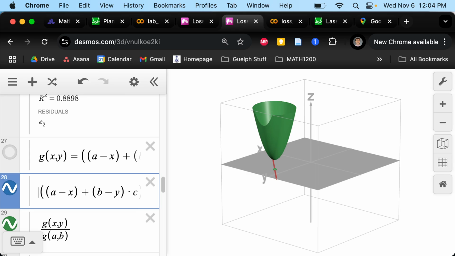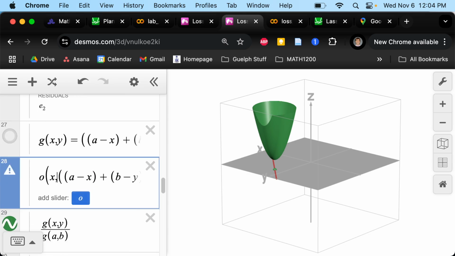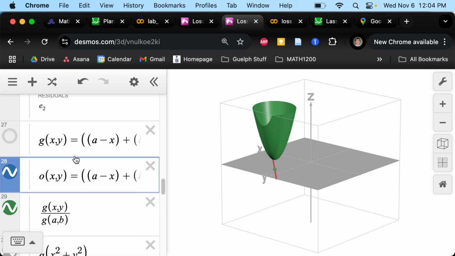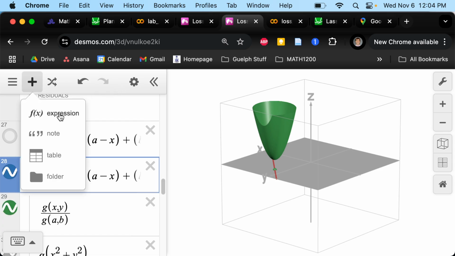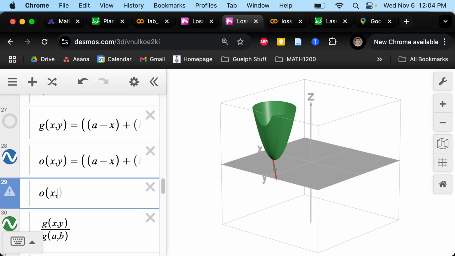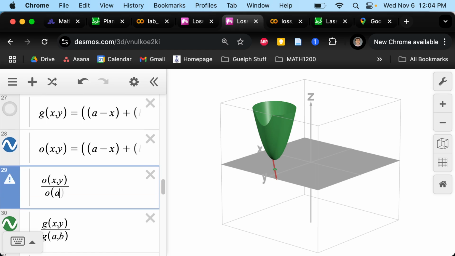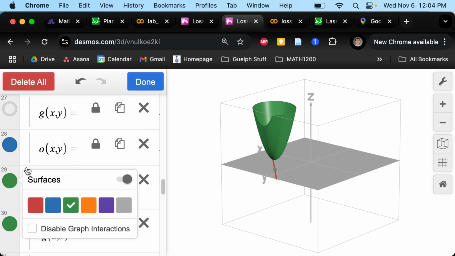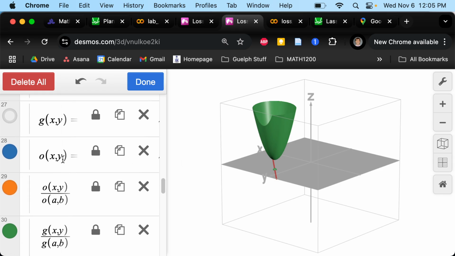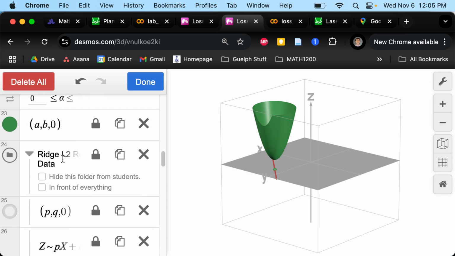So let's call this function O for original. O of xy is the original mean squared error. And I'm scaling everything, so I'm going to plot O of xy divided by O of AB, so it fits nicely in our picture. Let's make this the original function. Let's make that in gray. Actually, let's make it in orange. So you can't see it right now because they're on top of each other. Let me scale the alpha a bit.